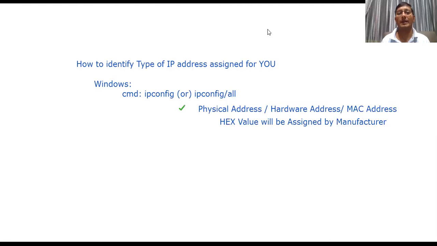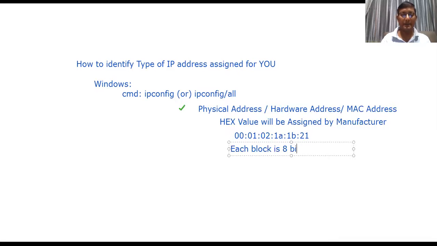Let us take a scenario: 00:00:01:02:1A:1B:21, something like this. This is a hexadecimal value. Each block is 8 bits. So what is the total length?